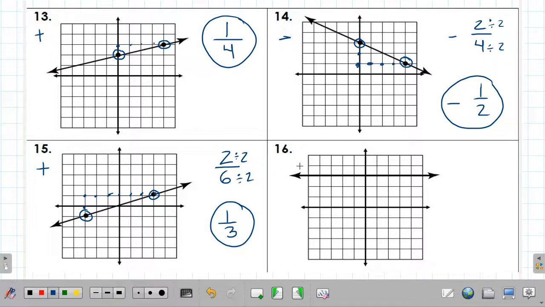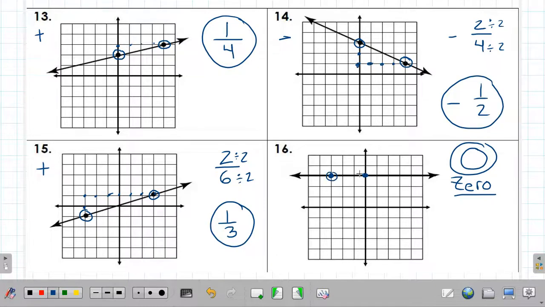And lastly, this should be one of the easiest ones. If you ever have a horizontal line, notice once again, they didn't put any points on here. Just by the looks of this line, you know that this has a slope of 0. So you can say 0. You can literally write out the word 0. But just so you can see, let's choose this point and this point.